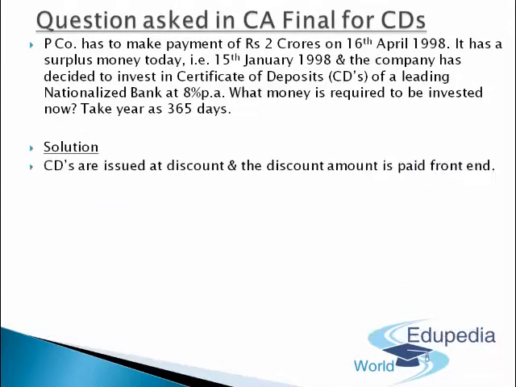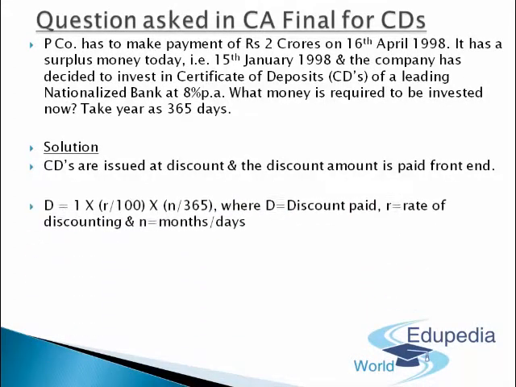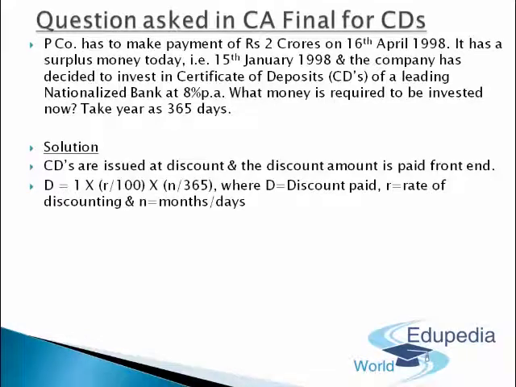CDs are basically issued at a discount. Remember guys, that was already discussed in our last presentation. CDs are issued at a discount and the discount amount is paid from the front end, meaning at the time of issue itself. So that's how they work. So what's the formula for CD? The formula for discount is 1 into R divided by 100, wherein R is the rate of discounting, into N divided by 365, wherein N is the number of months or days.